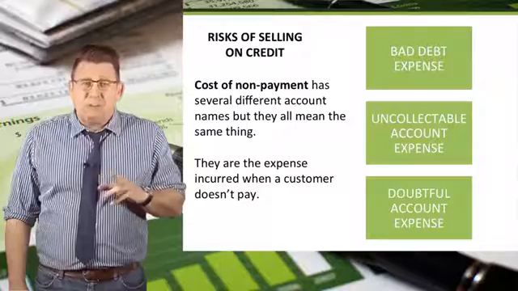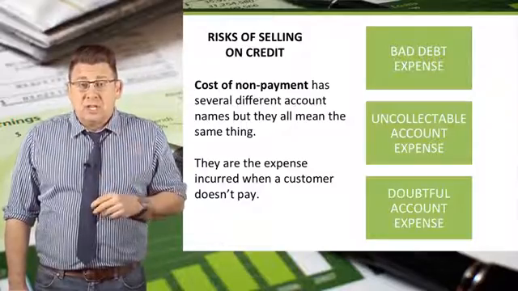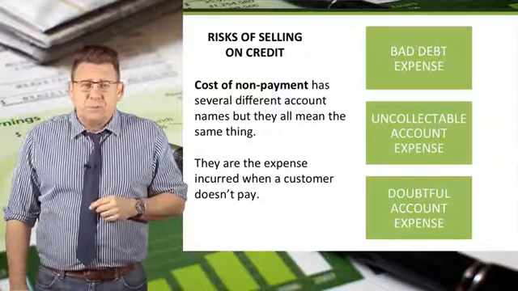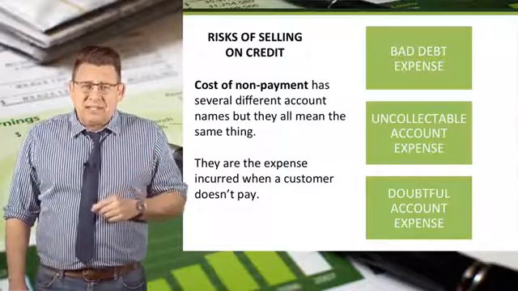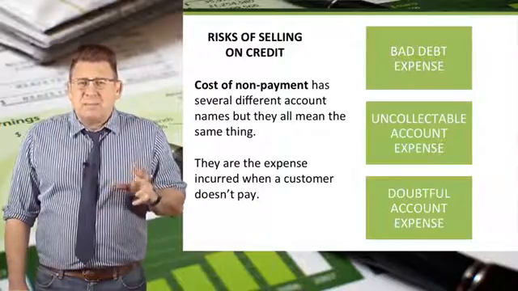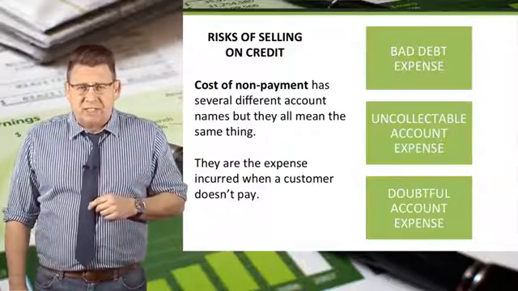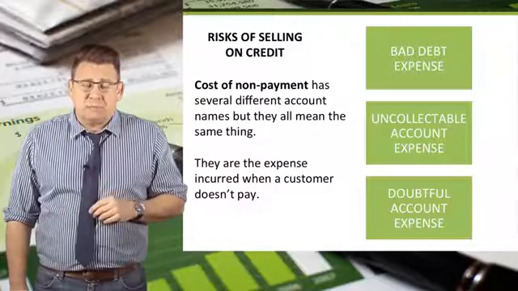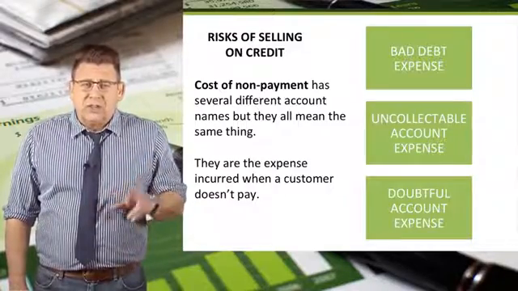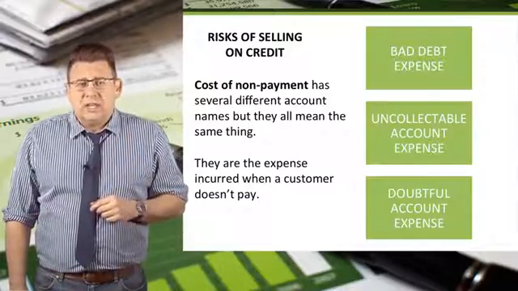This cost is known by a number of different account names, depending on the textbook you're using or the company that you're working for. Bad debt expense is probably the most common term, but sometimes uncollectible account expense or doubtful account expense might be used. Again, these terms are all interchangeable. The key is the word expense.